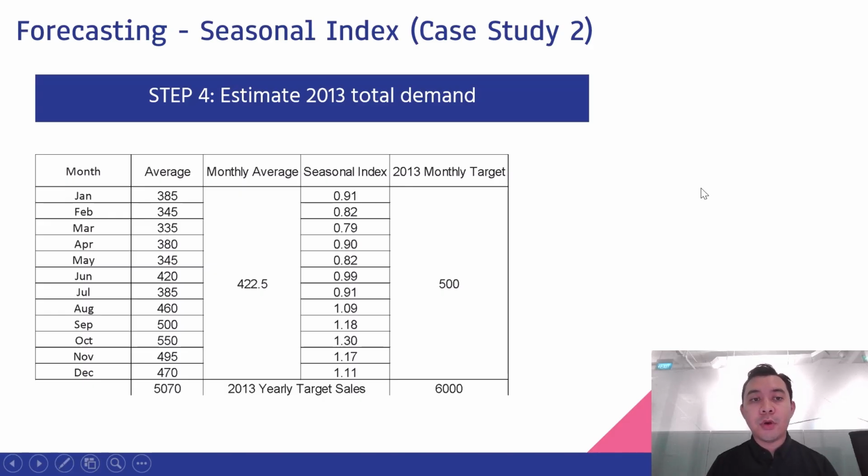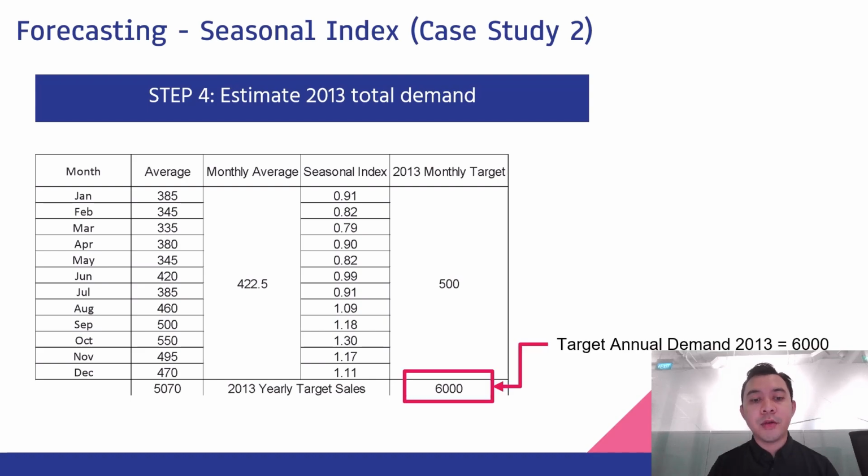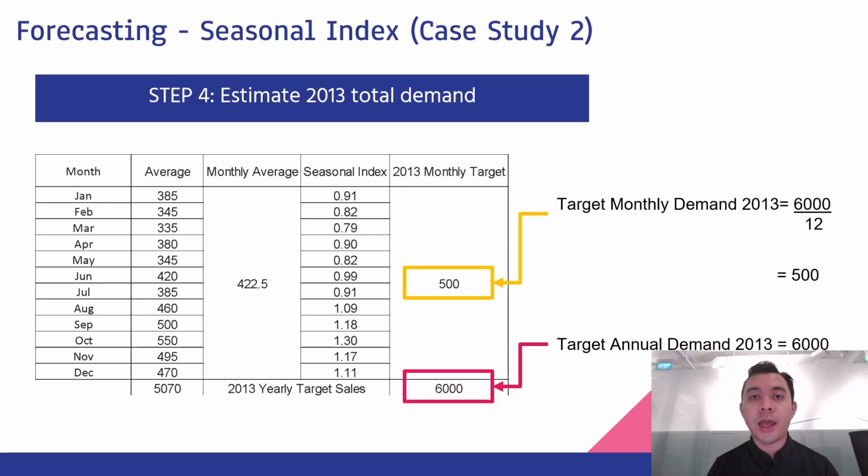For step number 4, we can estimate the total demand for year 2013. First, we have to determine the yearly target sale for a company. For this example, the target annual demand for 2013 given is 6,000. Then we can divide the value by the number of months, which is 12, and the value we get is 500. This 500 is the monthly target demand for year 2013.